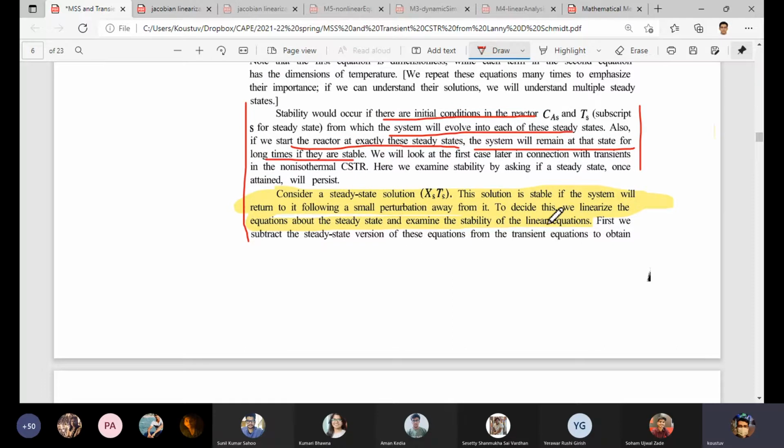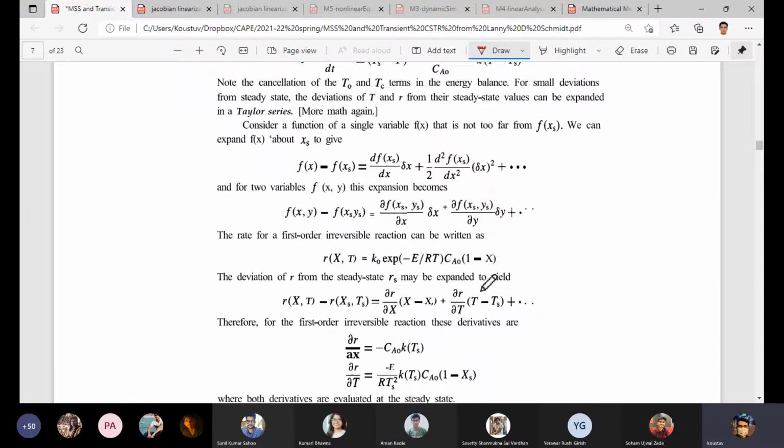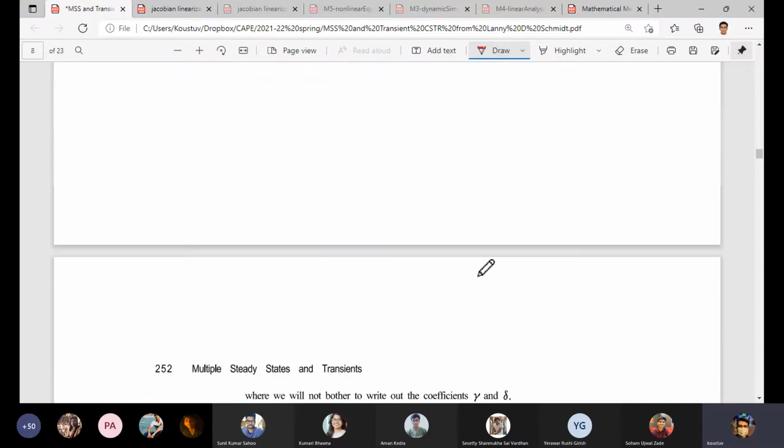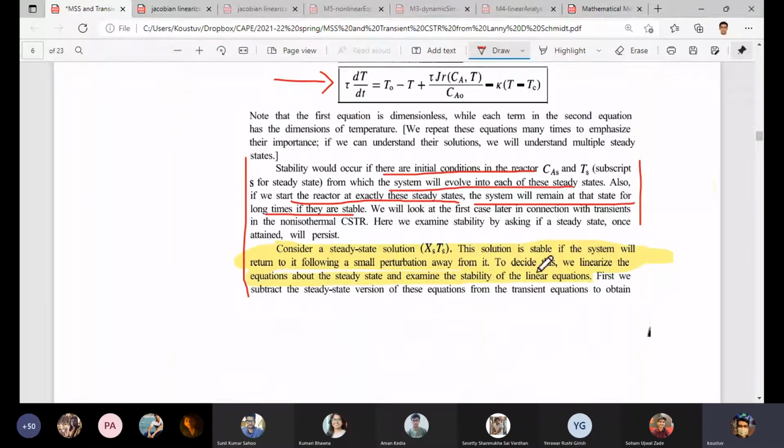But before directly jumping into this sort of mathematical analysis, which you can definitely go through and understand, I was thinking I will discuss a little bit why linearization is required, and the concept of linearization of nonlinear ODEs. Okay, so I'll revisit this part.